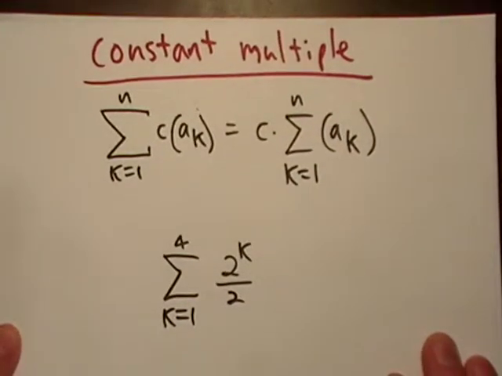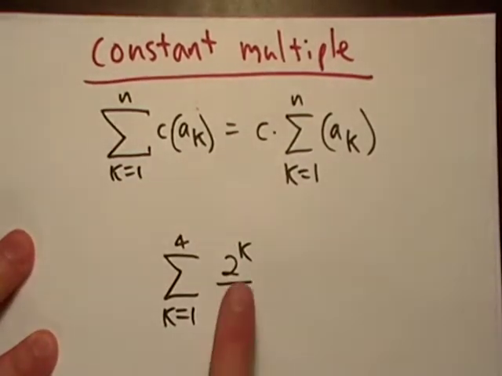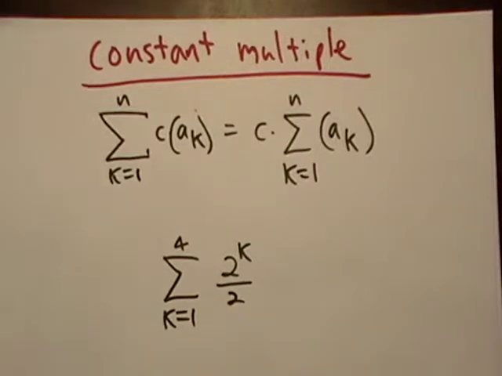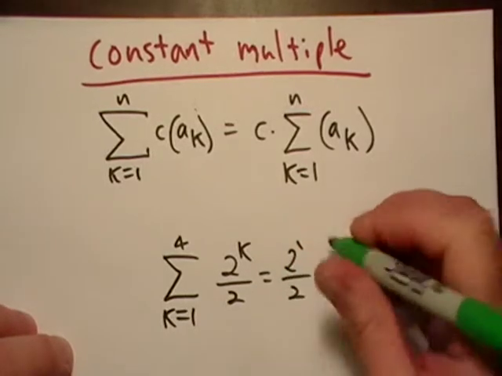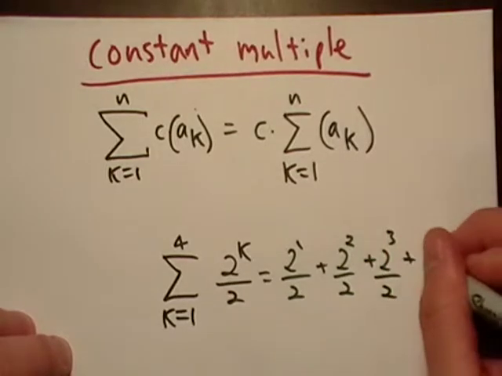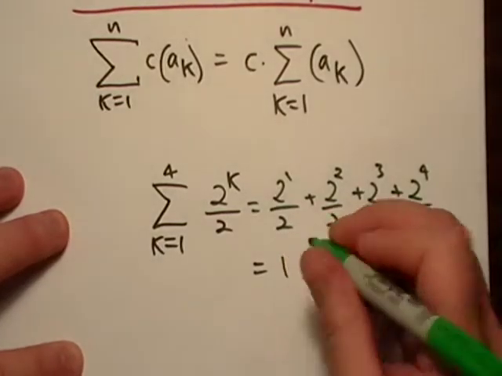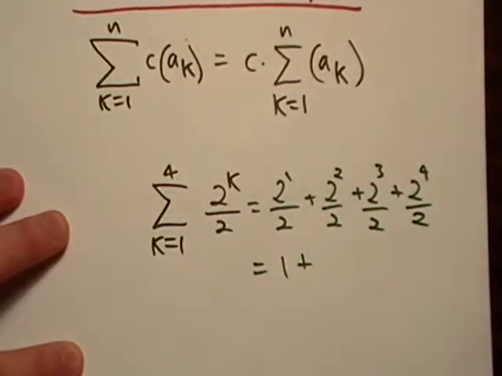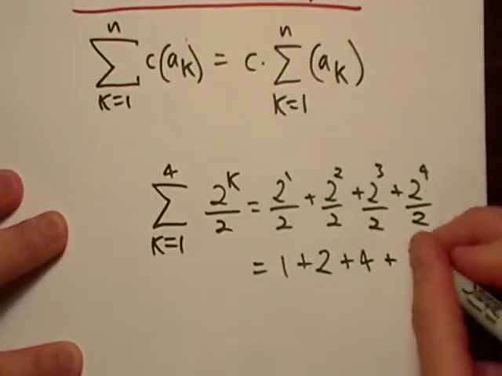This is the constant multiple rule, and basically, just like most algebraic expressions, we can just yank the constant out. Okay, so right here, check this guy out. We've got 2 raised to the power of k, and then we divide it by 2. So let's just do it the brute force method. Plus 2 squared over 2, plus 2 to the third over 2, plus 2 to the 4th over 2. Okay, and that's just going to be what? 1 plus 4 over 2 is 2, 8 over 2 is 4, plus 16 over 2 is 8.